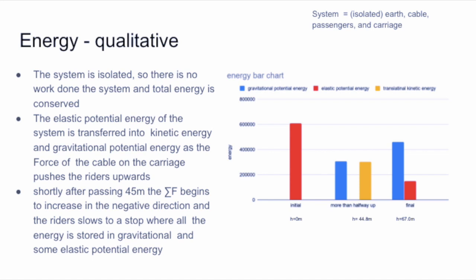Initially, as you can see in the graph, all of the energy is elastic potential energy, and as the force of the cable on the carriage pushes the riders upwards, the energy is transferred into kinetic energy and gravitational potential energy. Shortly after passing the 45-meter mark, the sum of forces begin to increase in the negative direction, and the rider slows to a stop, where there's no more kinetic energy because for that instant the riders are motionless, and then all of the energy is stored in gravitational and elastic potential energy.